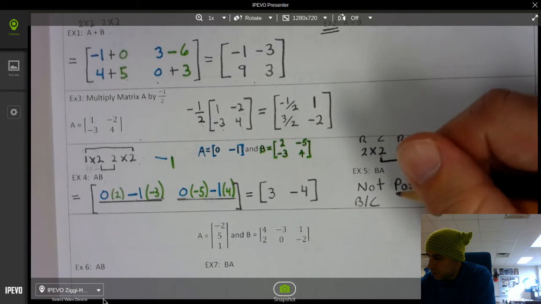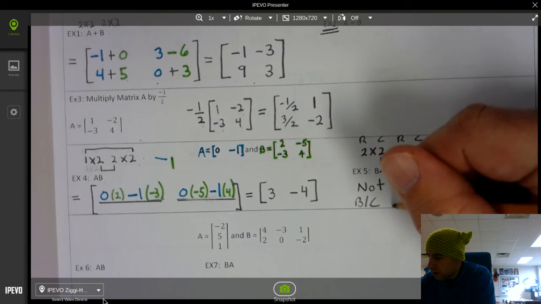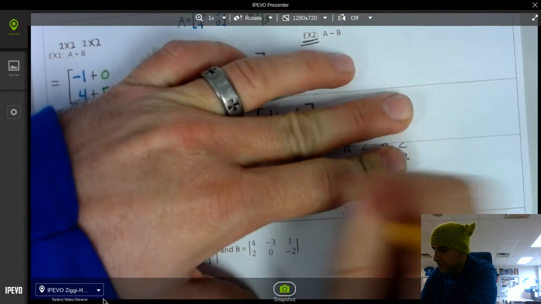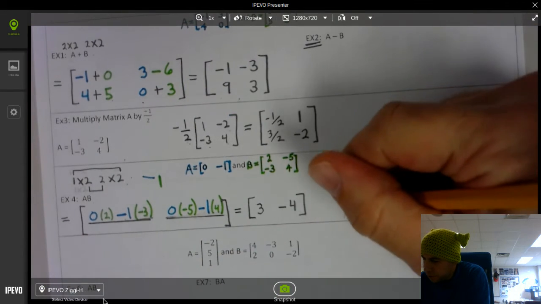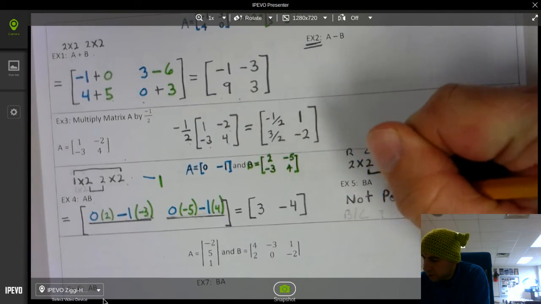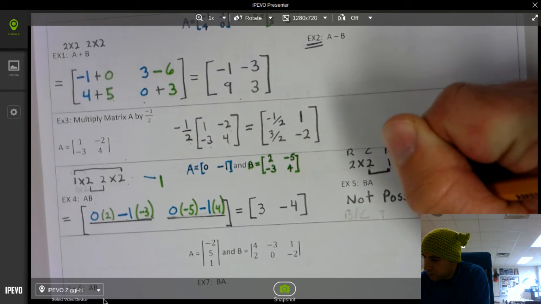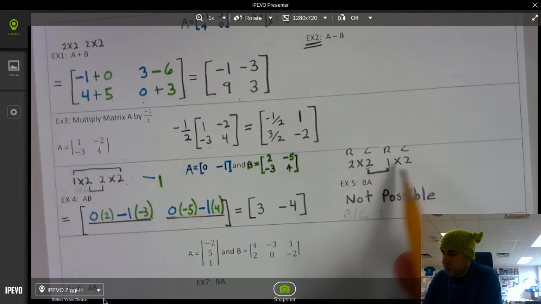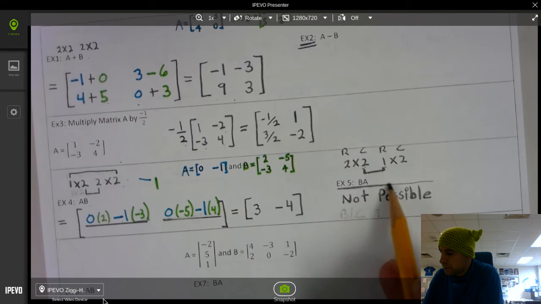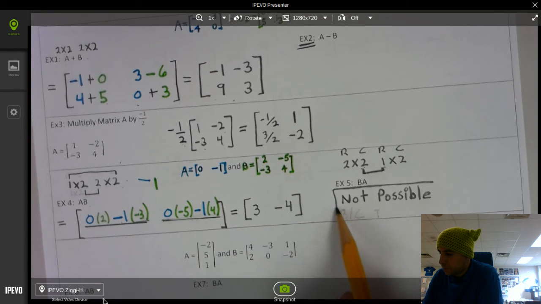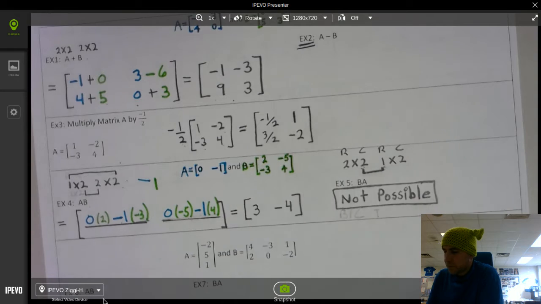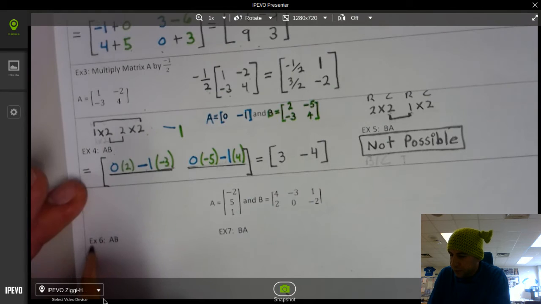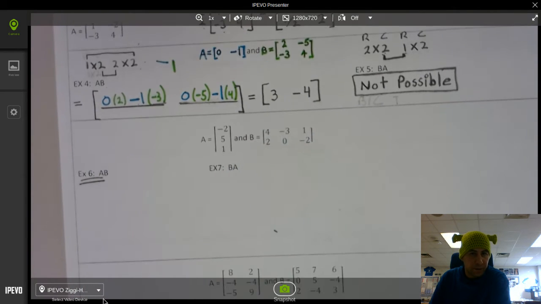I'll tell you what, not possible looks pretty direct, not possible for an answer. So let's leave it at not possible. But the reason is because the column and the row didn't match. All right. I'm going to leave example 6 to do in class.